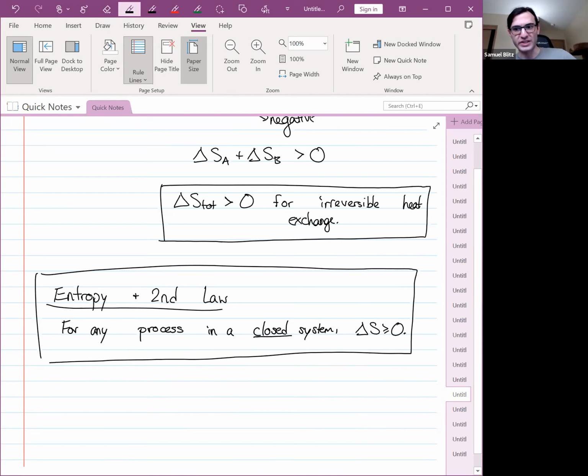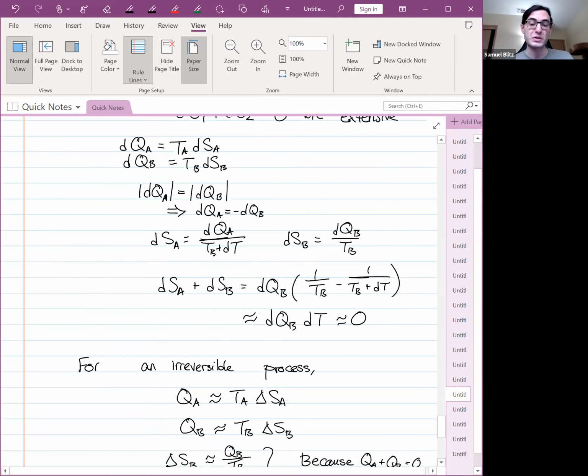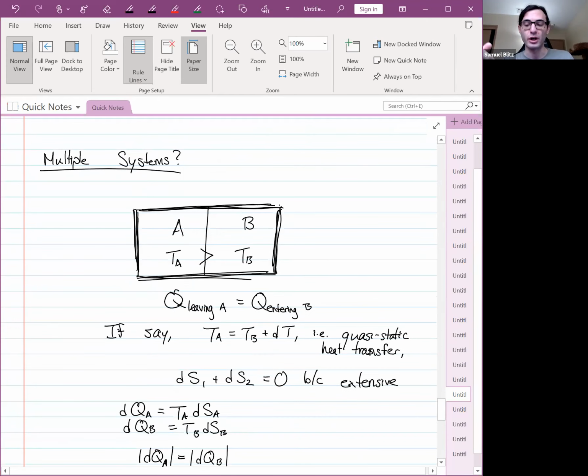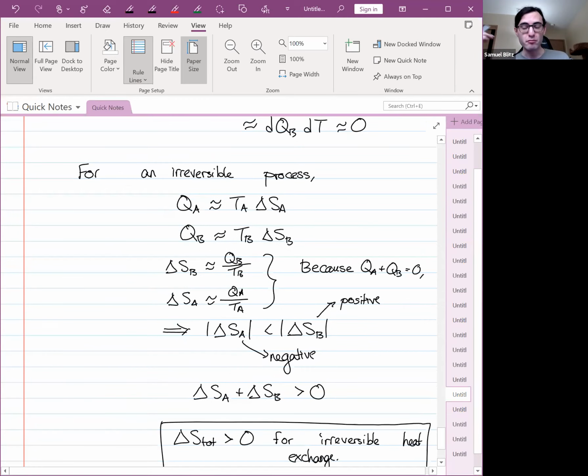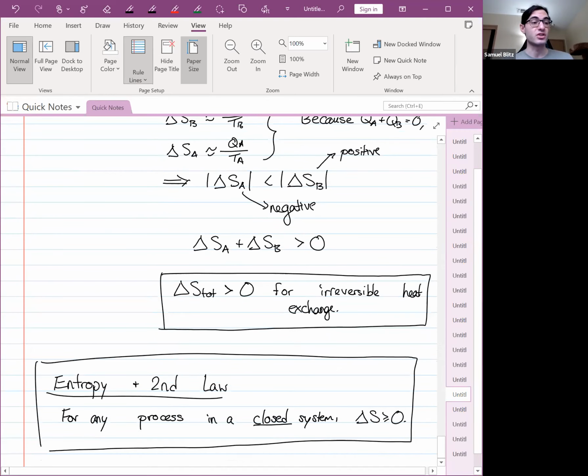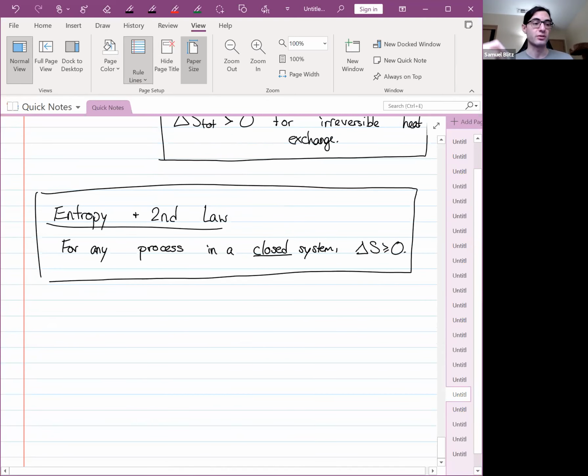Now, for reversible processes, the entropy will increase. Sorry, the entropy will stay the same, as we saw when we talked about reversible heat flow, infinitesimal heat flow here. However, if the process is irreversible, then we end up with entropy strictly increasing. The change in entropy is positive. So just as a note, reversible processes have delta S equal to 0.